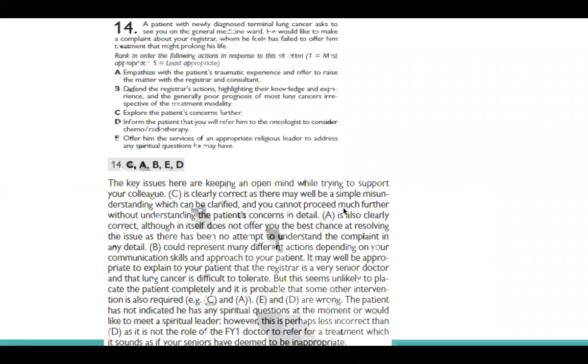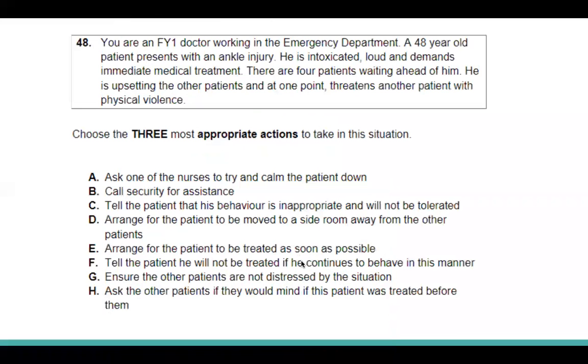Okay, so the answer here would be C, A, B, E, D. The main focus here is that you're going to focus on the patient. The patient is top priority. So it's better if you understand what the patient is saying. So you explore what the patient's concerns are further. And then secondly, you empathize with the patient, see how he's feeling, and offer to raise the matter with the registrar and consultant. And then yeah, there's more reasoning behind it. I'll just go to the next scenario because of time.